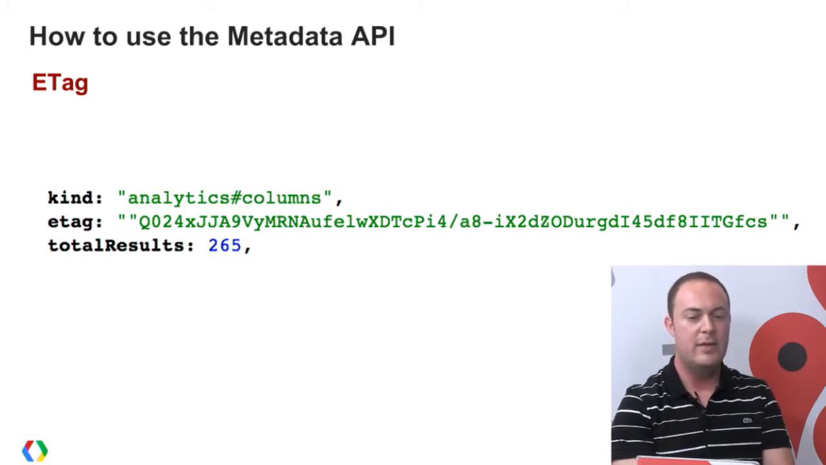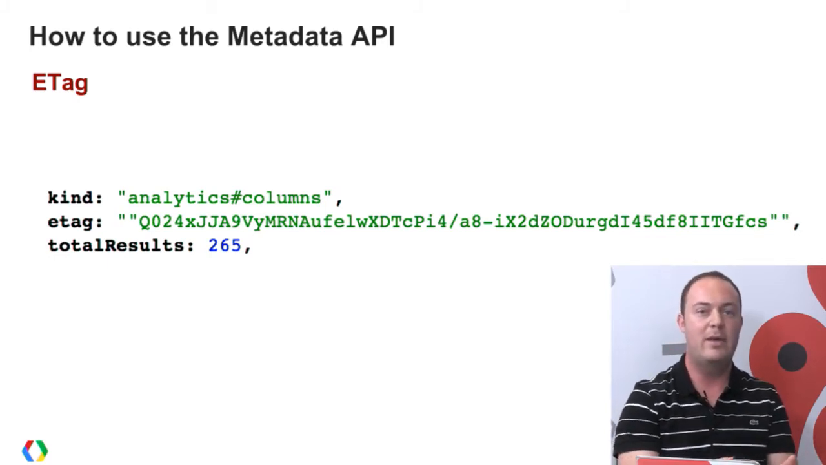The other way you can use it is when you make a request to the Google Analytics servers, to the metadata API, you can include this e-tag value as part of the headers. Then the response you get back will depend on whether the value you provided is the same as what already exists on the server. So if you send the e-tag value and it's the same, we'll respond back with a 304 response, which is a not modified response. And then you'll know that there are no changes.